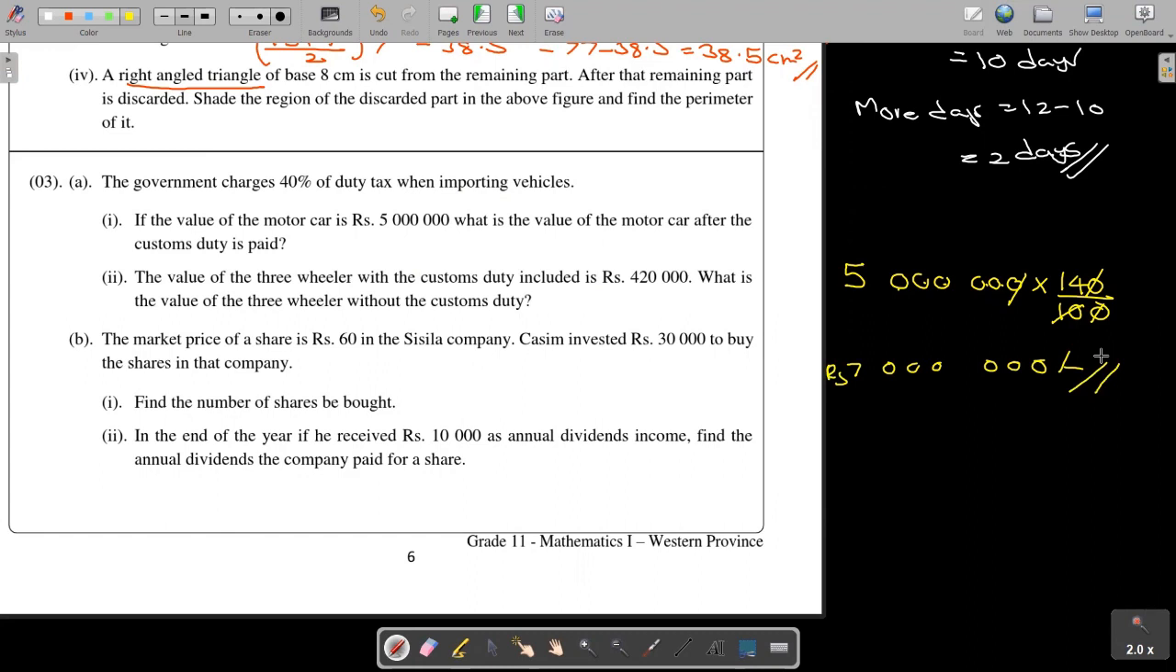The value of a 3-wheeler with custom duty. So this is with the custom duty. That is like 140. So we have to find the value without custom duty, which means it is like 100. 0 to 0. 14 times 3. And then only another 0. 3 lakhs.